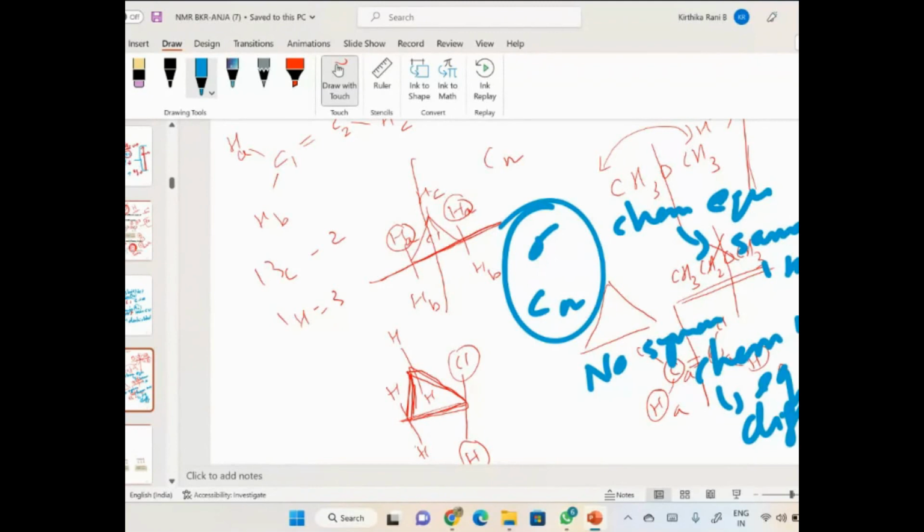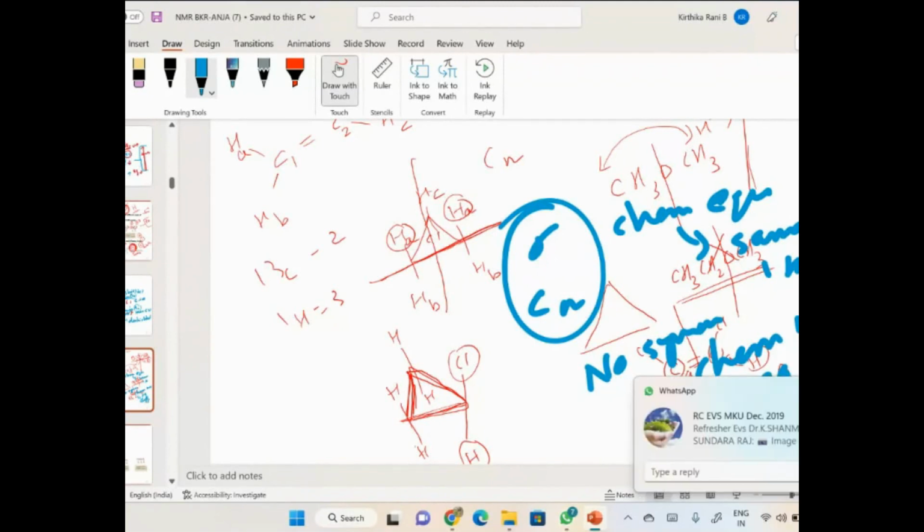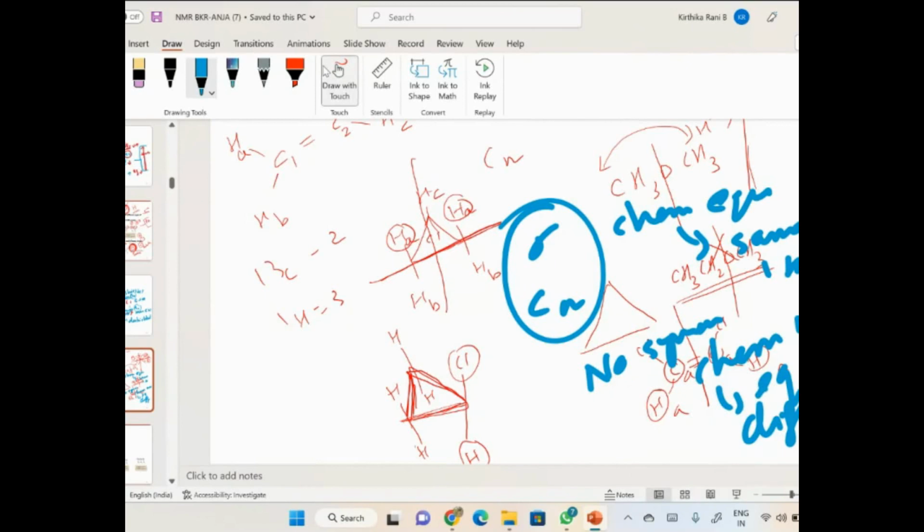Is this point clear? If two hydrogens are chemically equivalent, they give the same signal. If two hydrogens are chemically non-equivalent, they give different signals. Is this point clear? Yes, ma'am. Yeah, this should be very clear. Chemically equivalent protons will give you the same signal. Chemically non-equivalent protons will give you different signals.